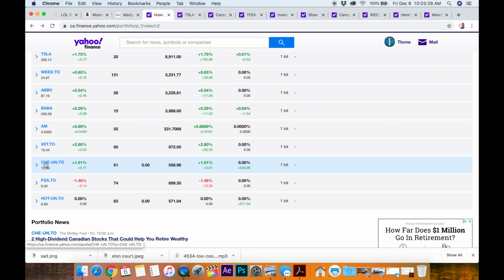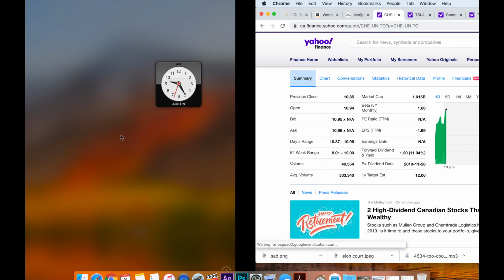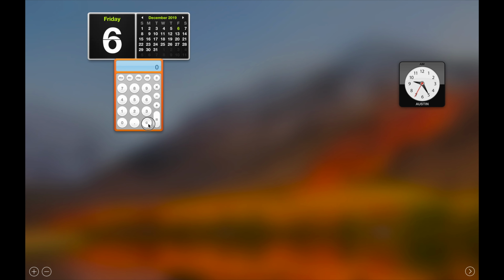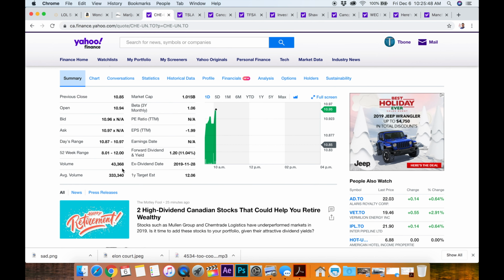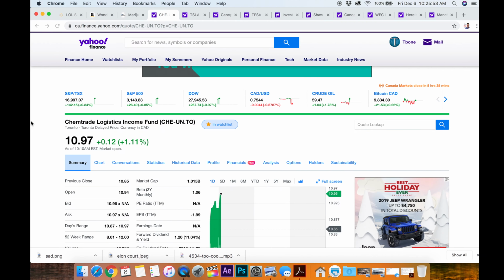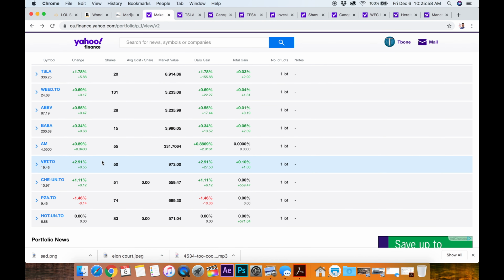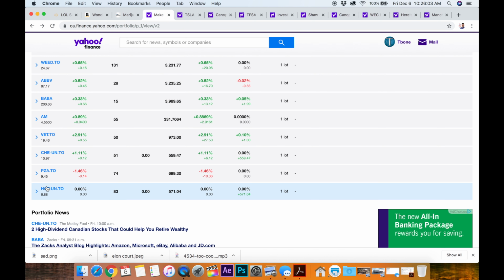I know it's not a lot, but let's also check out the new total on Chemtrade. So I have 51 shares and they pay out $1.20 per year. So 51 times $1.20, $61 divided by 12. They're a monthly payer as well. Another $5. So there's $10 coming from those guys every month. That basically pays for like one trade, like my commission.